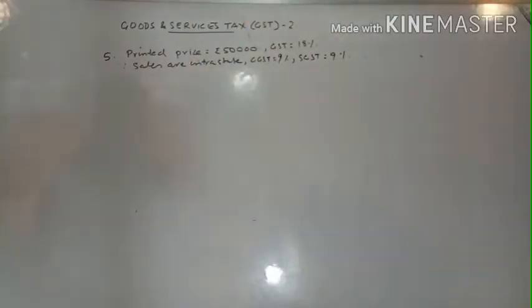Now here the printed price of an article is 50,000. The wholesaler allows a discount of 10% to the shopkeeper. The shopkeeper sells the article to a consumer at 4% above the mark price. If the sales are intra-state and the rate of GST is 18%, find the amount inclusive of tax which the shopkeeper pays.